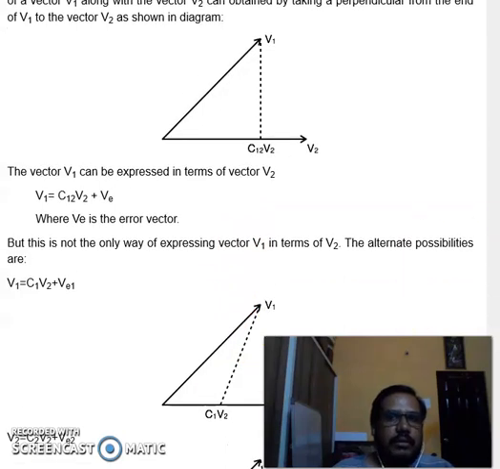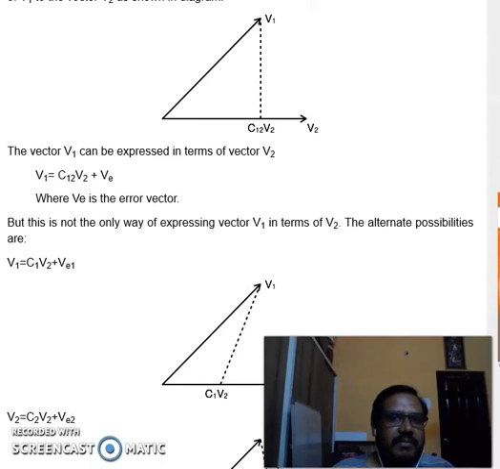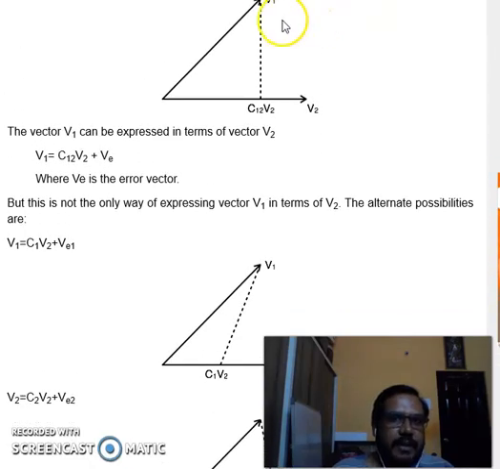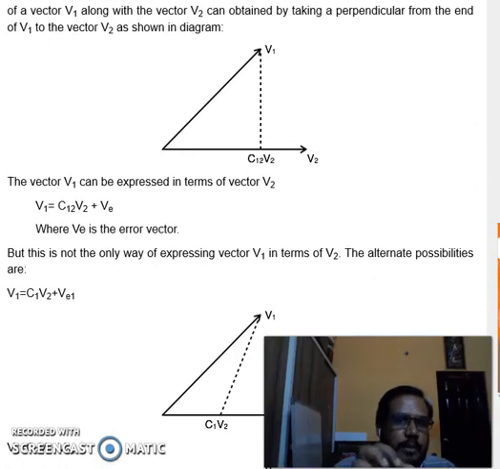A short thinking gives us the result: whenever the error vector is perpendicular, it is small. Whenever the error vector is slant, or not perpendicular, it is large. So whenever the error vector is small, the approximation between the vectors is perfect. That is, v1 can be taken as c12 v2, where the error vector is very small. Okay.